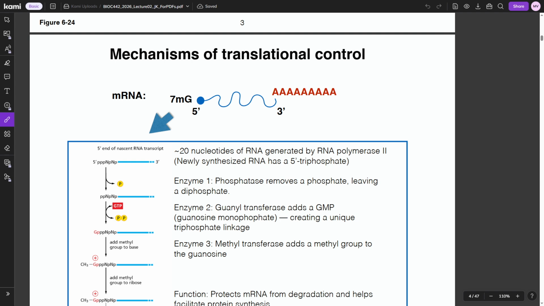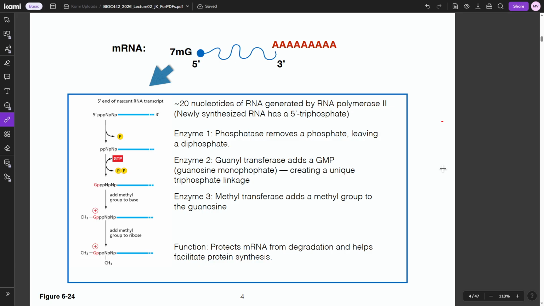So just real quick, going over mechanisms of translational control. This is an interesting section just because of how it's formatted. But this is basically talking about the guanosine cap, I believe. You guys have already seen this in 441, so I'm not going to harp on it too much.